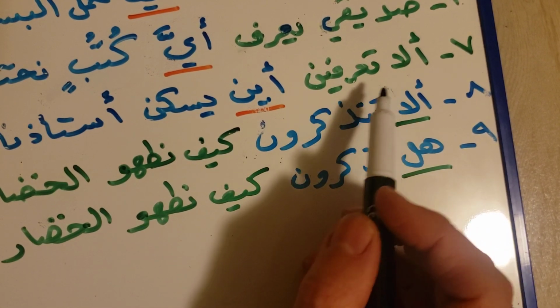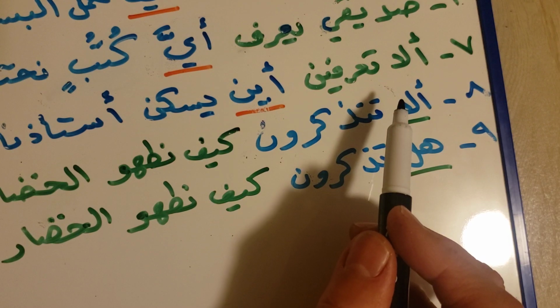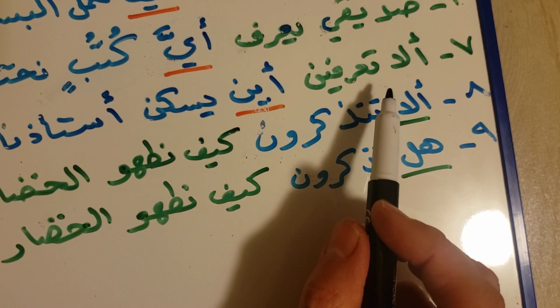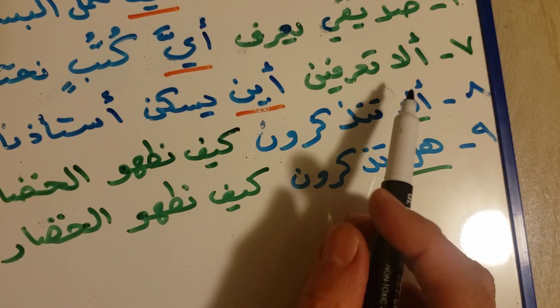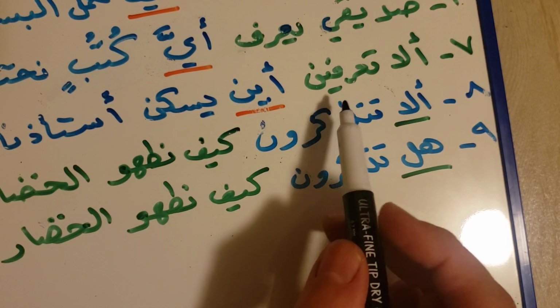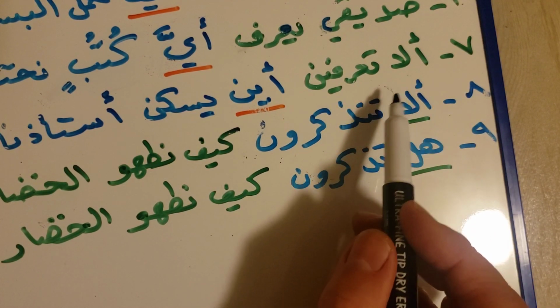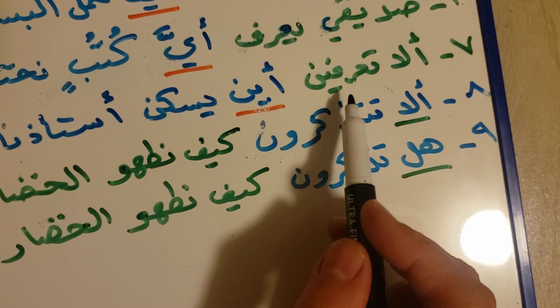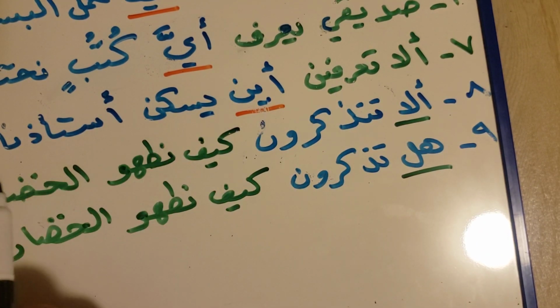And remember when we studied about how to make an interrogative question, we said we can use it in the negative. We can say, don't you know how? Or don't you know blah? Instead of do you know something, we can say don't you know. So ألا تعرفين أين يسكن أستاذنا?